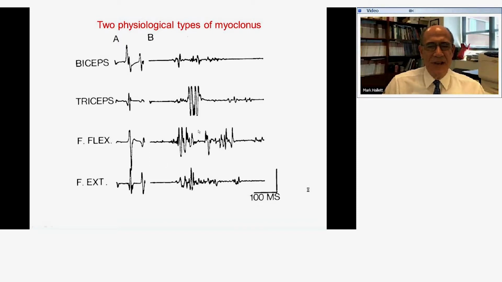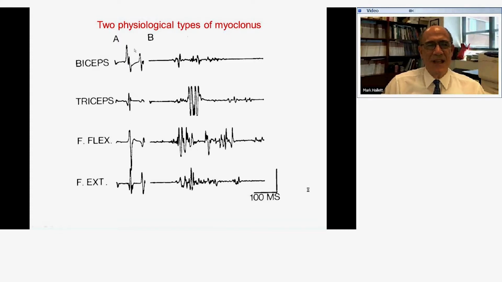This is very different in nature, and if you look at this pattern carefully, it looks like what I was referring to as the ballistic movement pattern. It has that sort of reciprocal nature, 50 millisecond or 70 millisecond EMG bursts, and this is what you would see in a voluntary quick movement, although this is not a voluntary movement. This is a type of involuntary myoclonus.